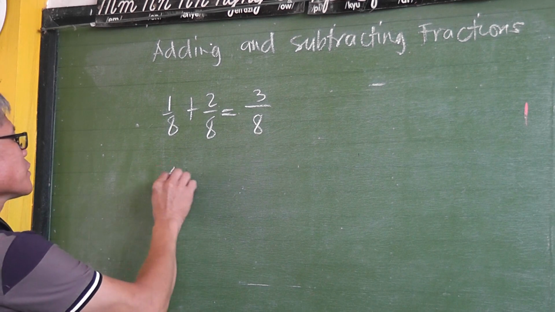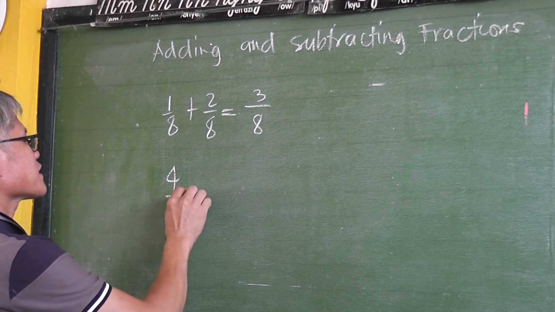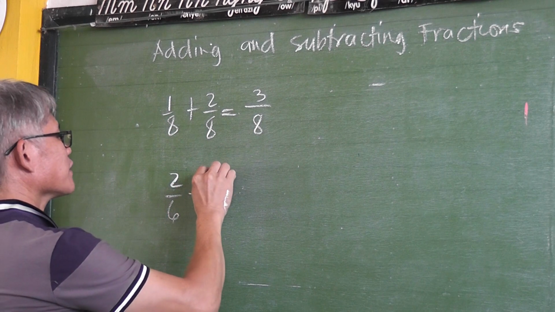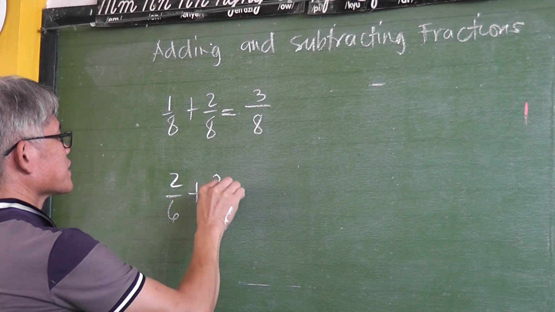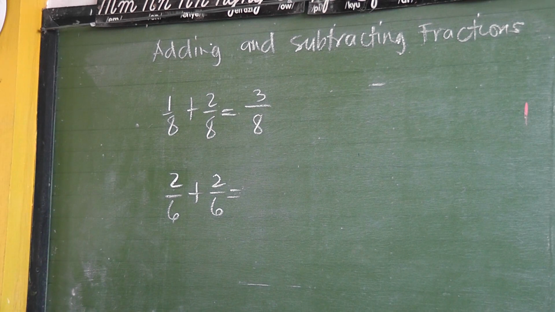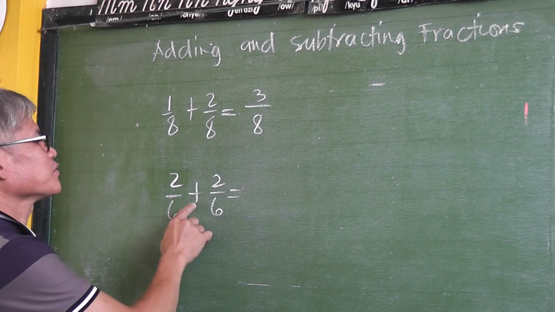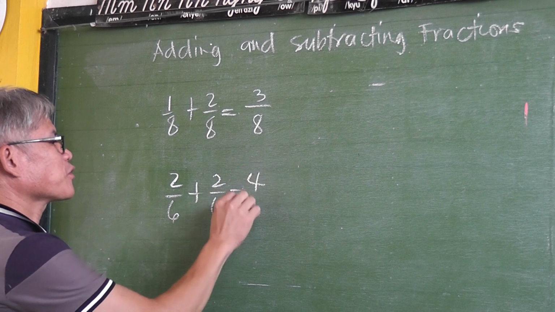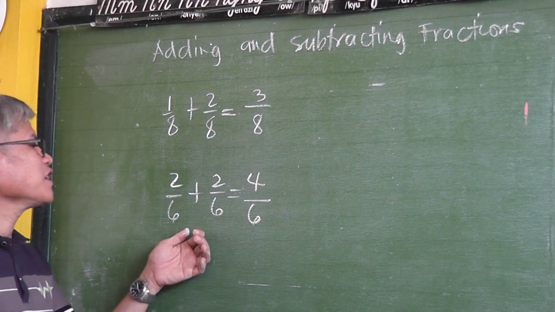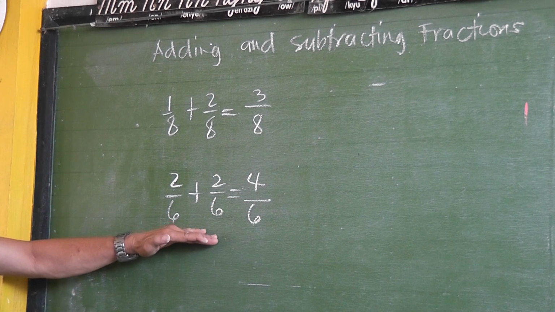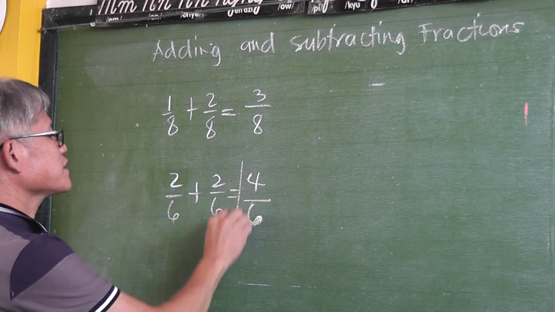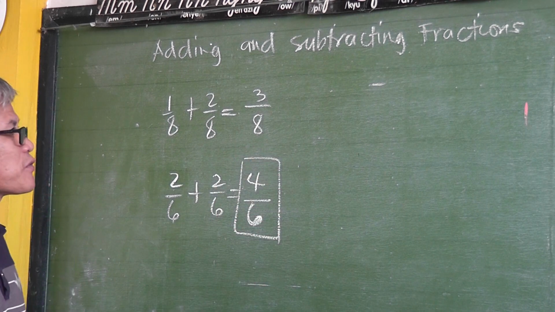Another example, 2/6 plus 2/6. So you add the numerators, 2 plus 2 is 4, and then you put the denominator. Whatever the denominator is, we are not going to add the denominators, but we are going to write it. Okay, so this fraction is not in simplest form.